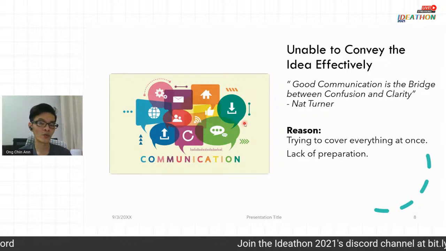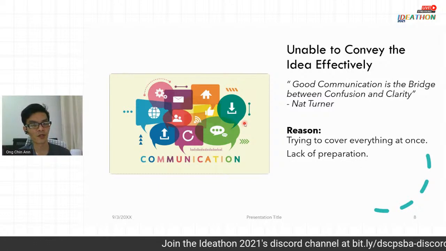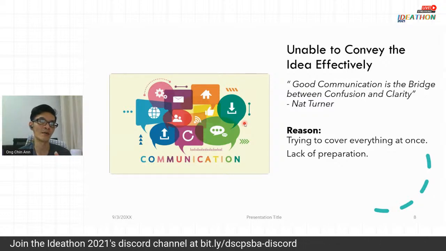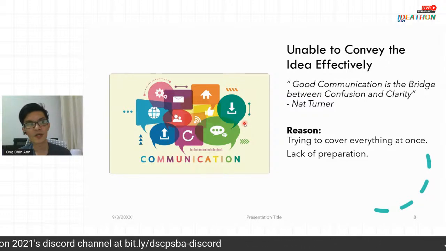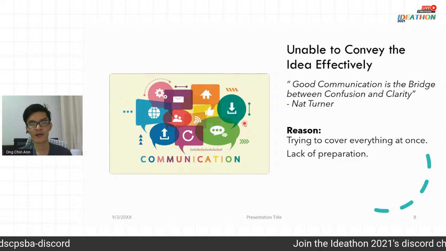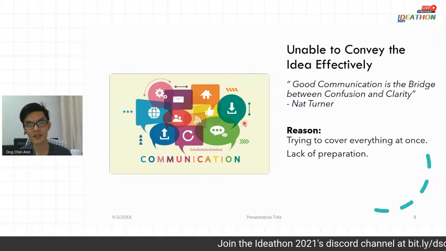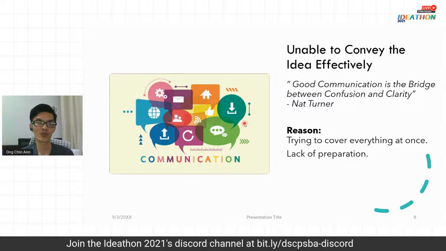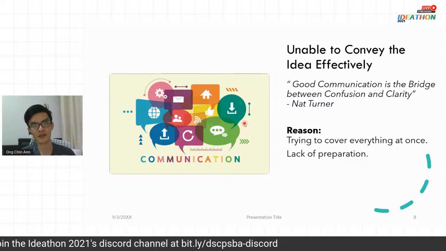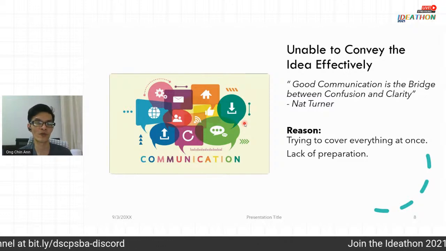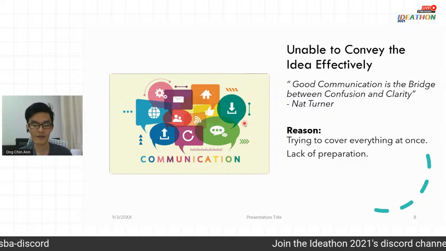And of course, sometimes we won't be able to communicate properly because of a lack of preparation, right? Therefore, it is very important to do some rehearsal, to prepare yourself, to practice, and to get feedback from your peers to see how you can improve or how you can make the idea shorter, sharp, clear, and straightforward, so that your audience will be able to capture what you're trying to explain to them. Okay.